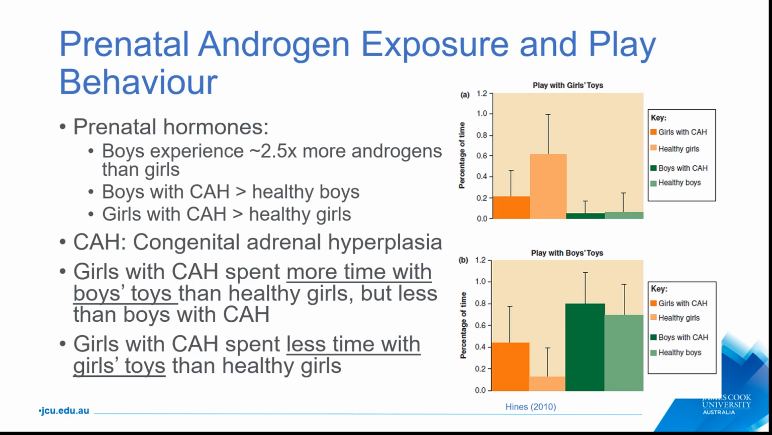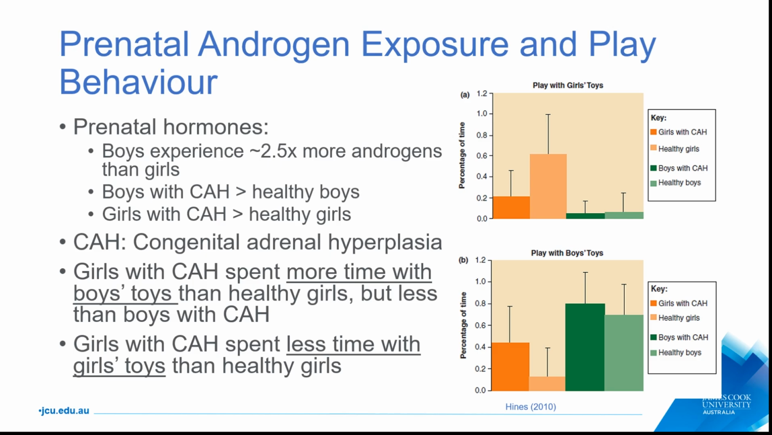So there's this androgen exposure, right? Boys experience 2.5 times more androgens than girls. This is taken as a fact. And boys with CAH, remember what I talked about, right? Elevated levels of androgen. They have more androgens than healthy boys, boys with normal, regular levels of androgens. And girls with CAH have more androgens than healthy girls, right?